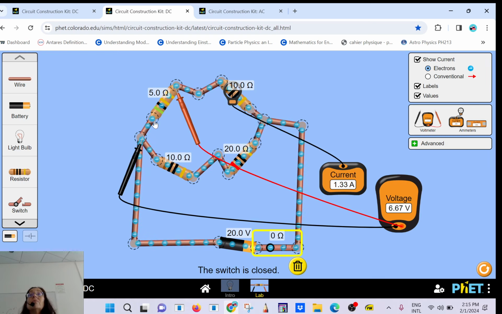Okay. So you see how it's going back and forth. So I don't know if I have a simulation. Okay, I found this one that I like.